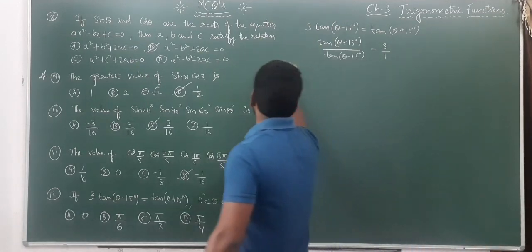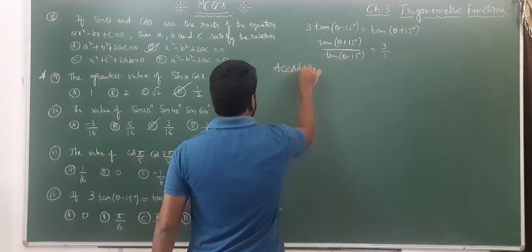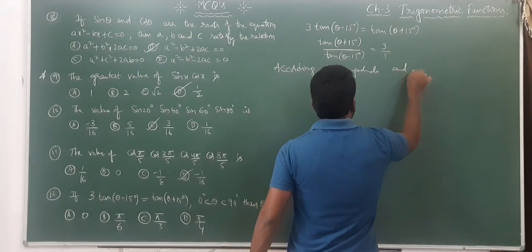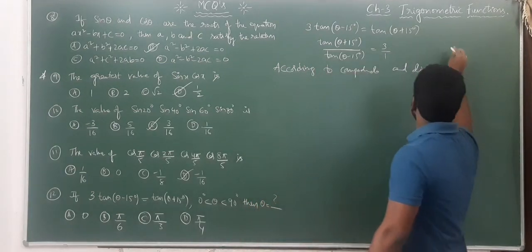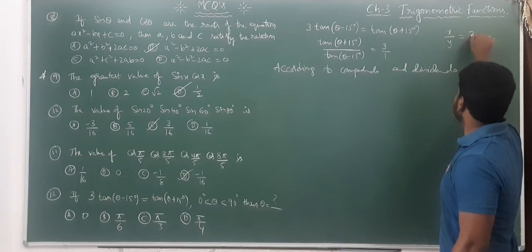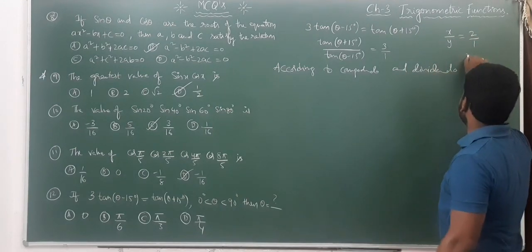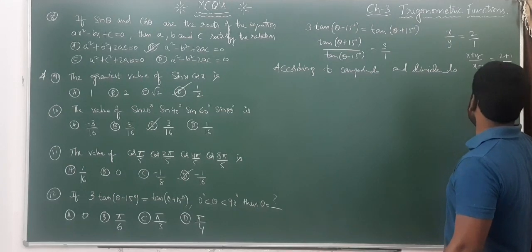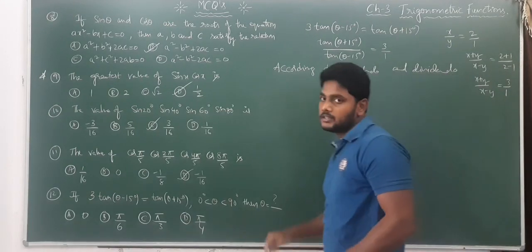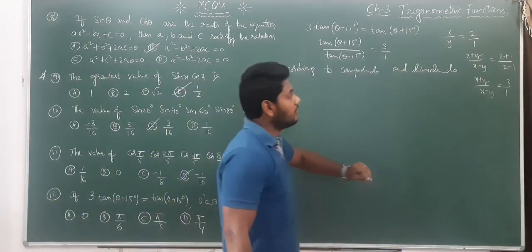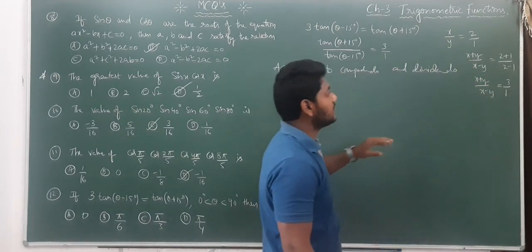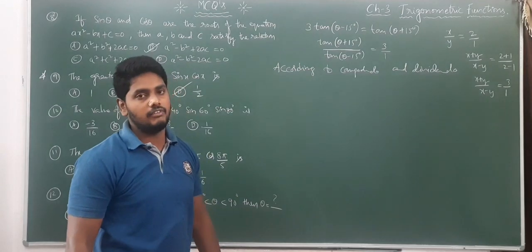Now according to componendo and dividendo, for example, x by y is equal to 2 by 1. So this equation you can write as x plus y by x minus y is equal to 2 plus 1 by 2 minus 1, nothing but x plus y by x minus y is equal to 3 by 1. So that is also correct. If you have any doubt, you can simplify this equation and you will get the same values of x and y. So this method we consider as componendo and dividendo, to find x and y values also.